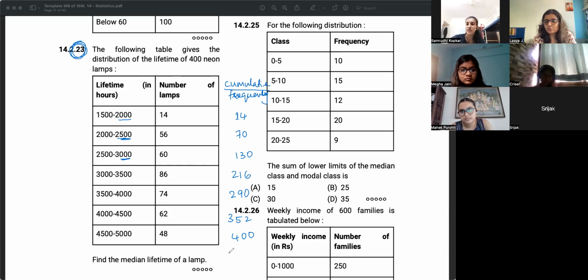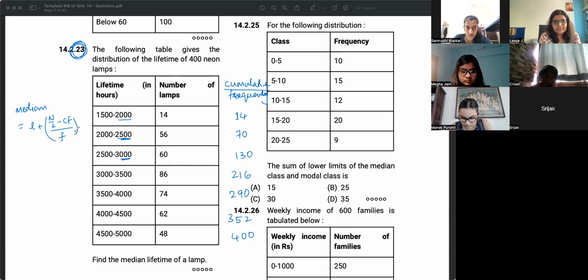तो हमारे formula में what is the value of capital N? Like just to remind you guys, median is equal to L plus N by 2 minus CF upon F times H. L is the lower limit of the median class. अभी हमने median class ढूंढा नहीं, let it be. यहाँ पे capital N का value क्या होगा? 400. ठीक है. So total number मिल गया.